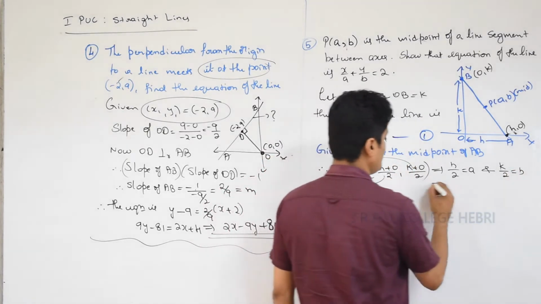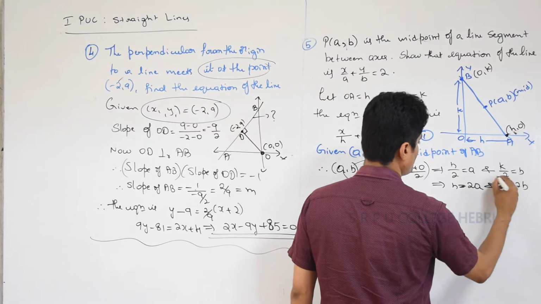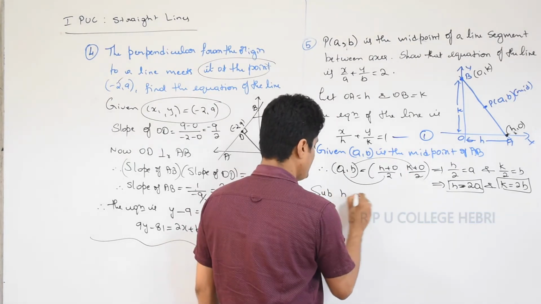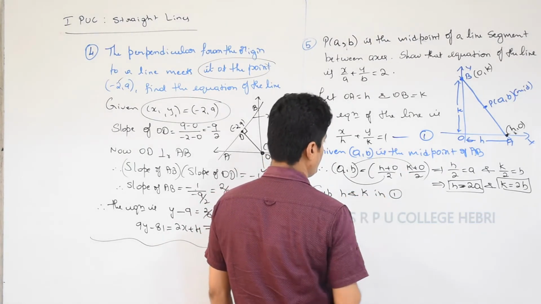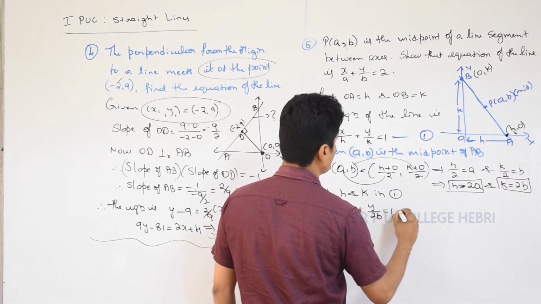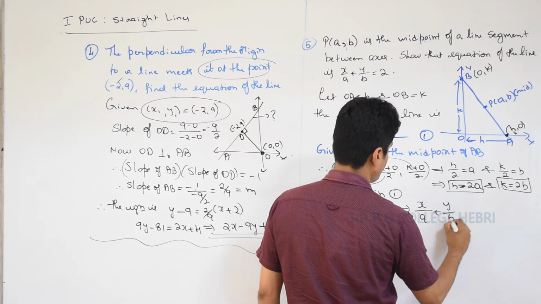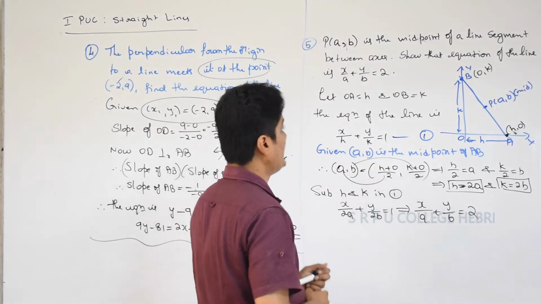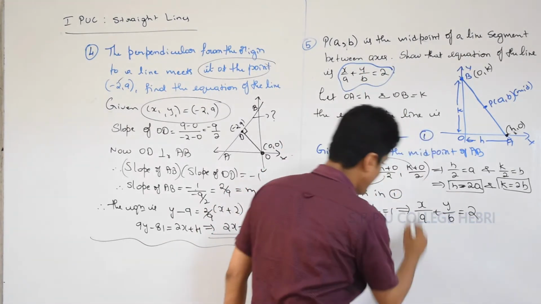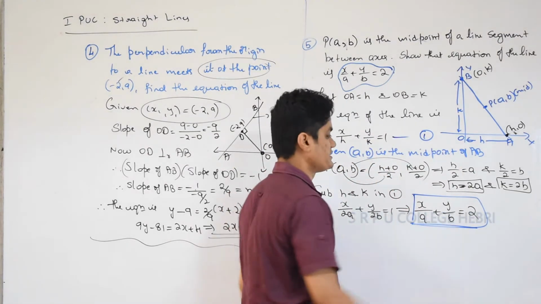We want h and k. So this implies h is equal to 2A, correct? And k is equal to 2B. Now substitute h and k in 1. So x by 2A plus y by 2B is equal to 1. Multiply 2 on both sides, you will get x by A plus y by B equal to 2. Since it is a show that question, the answer is given: x by A plus y by B is equal to 2. Does it match? Yes, it definitely matches with the answer which we got just now.